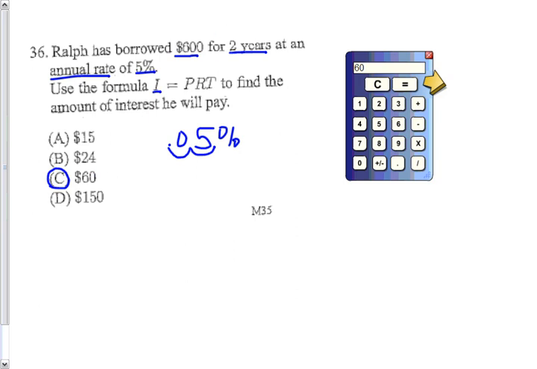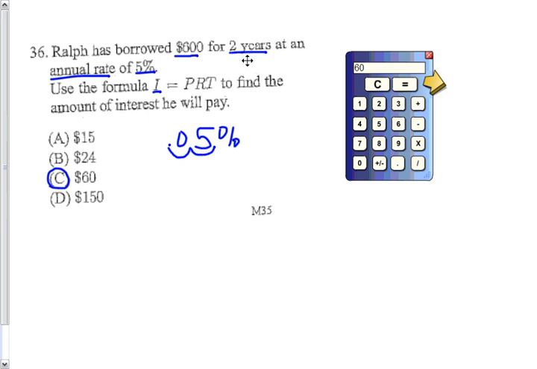So really about the only thing to talk about here where you may make a mistake is if you do not correctly convert your percent to a decimal, if you just move it over one place, or if you don't even convert it at all. We would get some sort of crazy answer here. It wouldn't even be a choice.